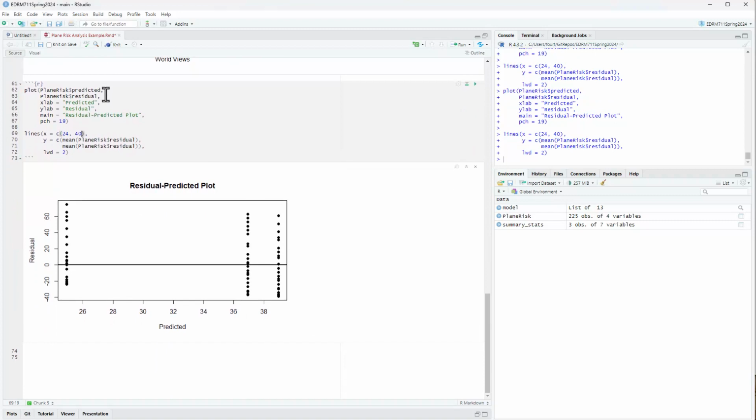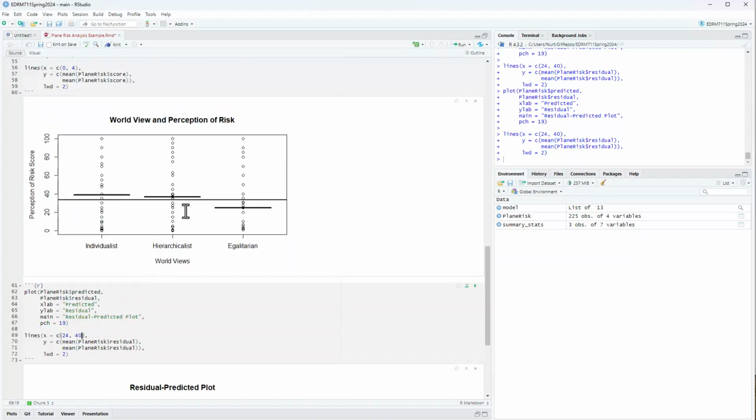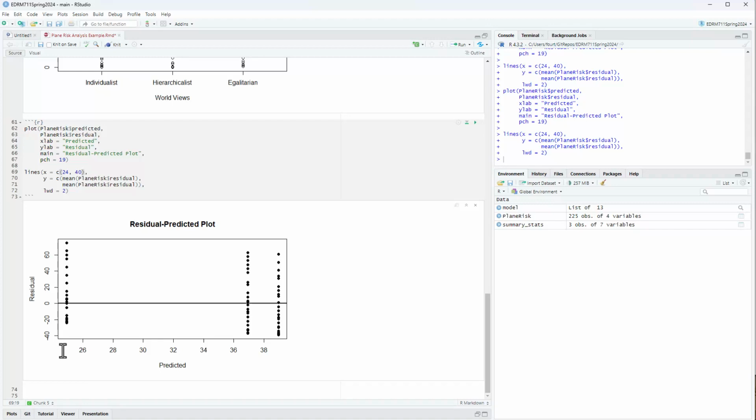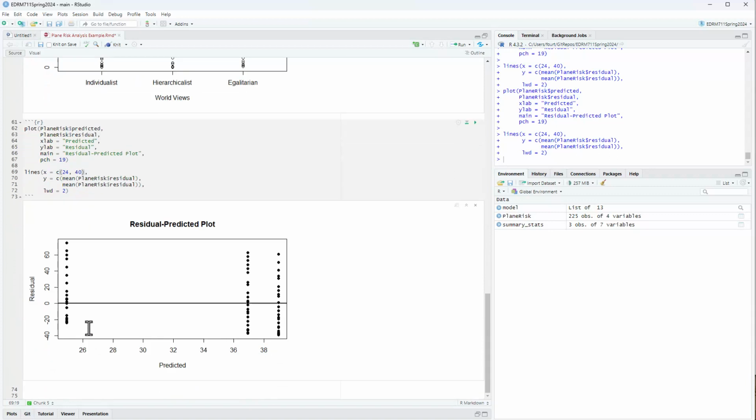Notice what I did here in the plot command is that I put the predicted on the x-axis. Well, what is the predicted? Well, we know from up here, it's just the mean for each of the groups. So down here on the x-axis now are the means for each of the groups. So I've taken these lines and pretty much just tilted this whole graph on its side and put the means right here on the x-axis, whereas before we were looking at them on the y-axis. And then I plotted the residual along the y-axis. So this is a residual fit or residual predicted plot.